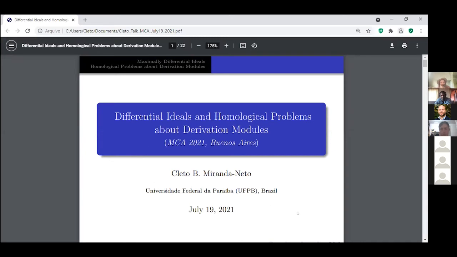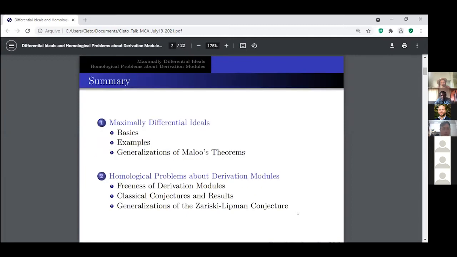Okay, so time flies. Let me explain shortly that the goal of this talk is essentially twofold. In the first part, we study maximally differential ideals, focusing on generalizing a couple of theorems due to Alok K. Maloo, an Indian mathematician. In the second part, I will discuss homological problems about derivation modules, especially generalizations of classical conjectures involving this module, right?